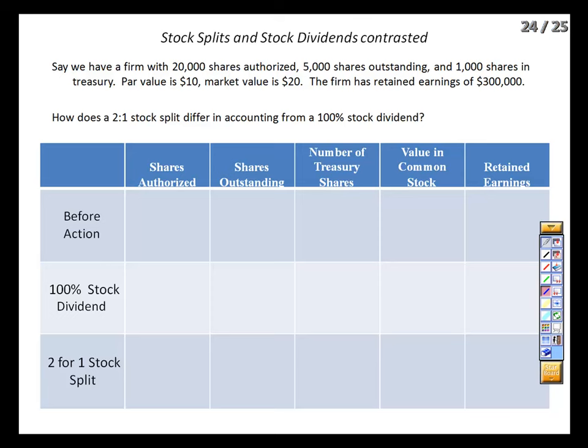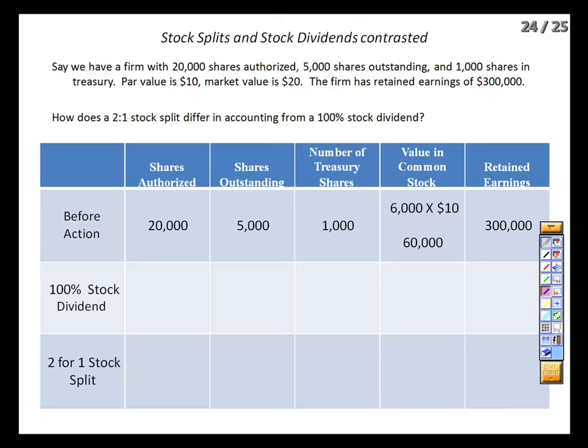The next page of your notes has a worksheet that illustrates the difference between a stock split and a 100% stock dividend. So before anything happens, we've got 20,000 authorized shares, 5,000 outstanding shares, 1,000 shares in treasury. The value in the common stock would be shares issued times par, or $60,000, and we're told that retained earnings is $300,000. So what happens if we have a 100% stock dividend?